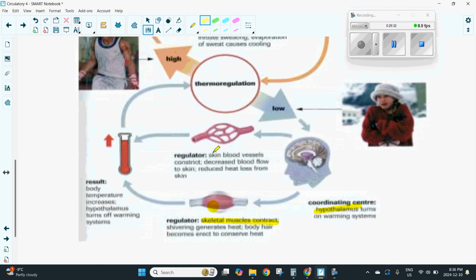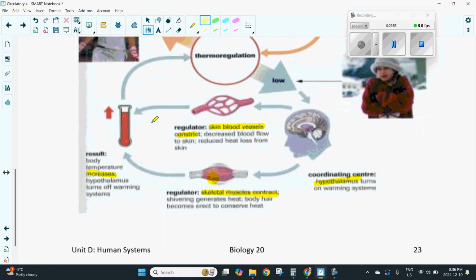And then the other thing is skin blood vessels are going to constrict. This is moving blood away from the skin, making it less likely for the heat that is in your body to be lost to the surroundings. So you want to try to conserve as much heat as possible. This hopefully increases your body temperature, and then your hypothalamus will basically be turned off.